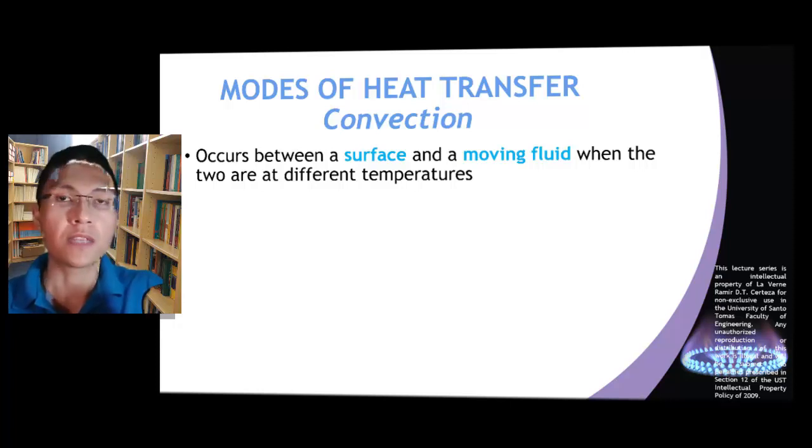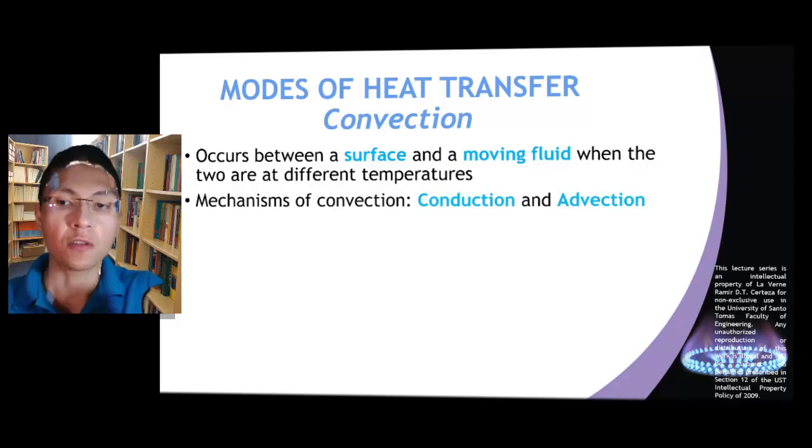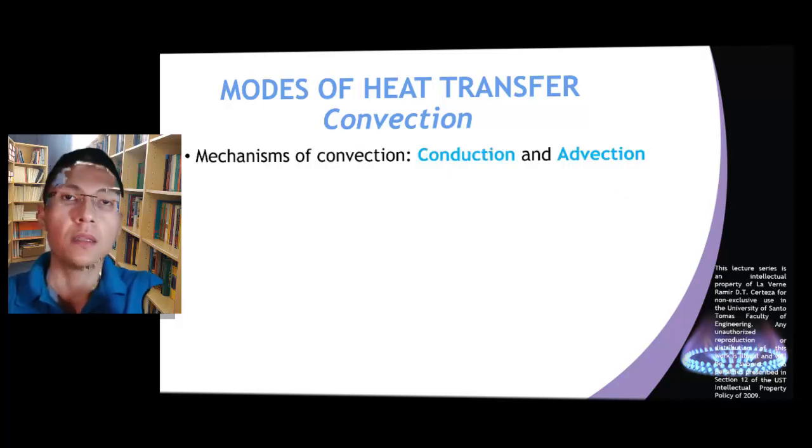Now heat is transferred from this surface by convection if there is a fluid motion adjacent to this surface. Just like in conduction, there are also two mechanisms by which convection occurs: conduction and advection. Now, it can be quite confusing to think that conduction is a big part of how convection happens, but let me explain this using an example.